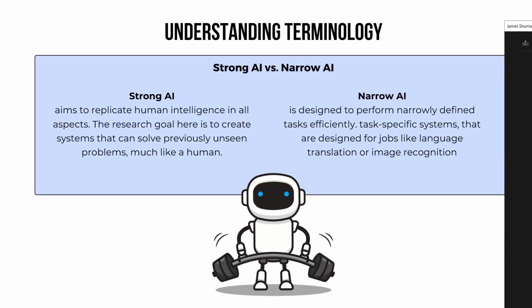Narrow AI, on the other hand, refers to specific or task-specific systems that are designed for jobs like language translation or image recognition. So unlike strong AI, narrow AI is not meant to replicate human intelligence in all aspects. Instead, it's designed to perform specific, narrowly defined tasks. Narrow AI systems have a lot of practical uses when you encounter an AI application online or at work, for example, when you're using ChatGPT.